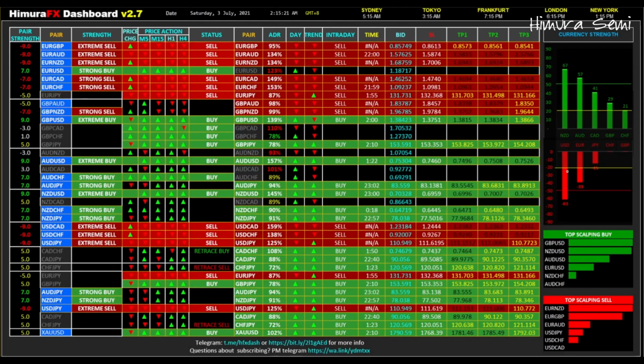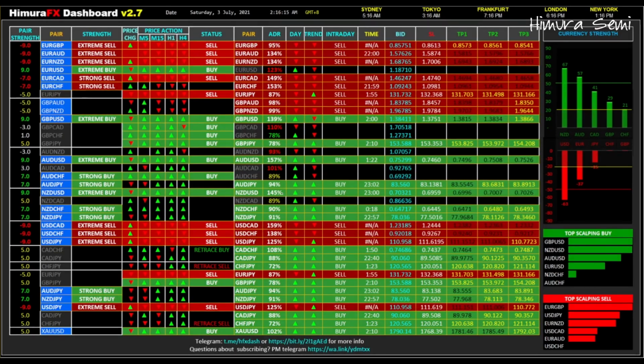When ADR is above average, for instance 145%, it means that the daily volatility is higher than usual, which implies that the currency pair may be extending beyond its norm. As today is NFP day, high volatility is expected.